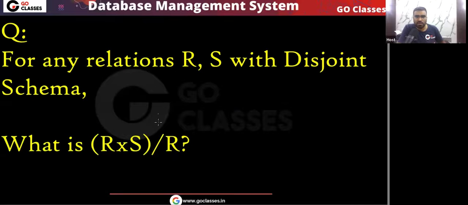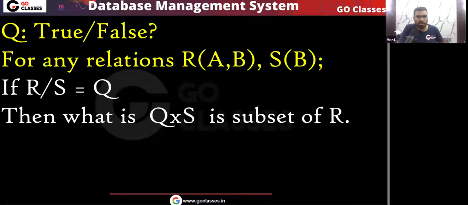Next, what is R cross S divided by R? That will be S. R cross S divided by R, that will be S. Very simple. Now let's move on.